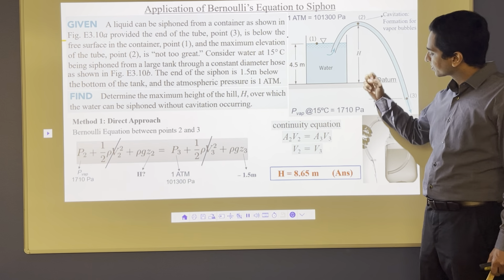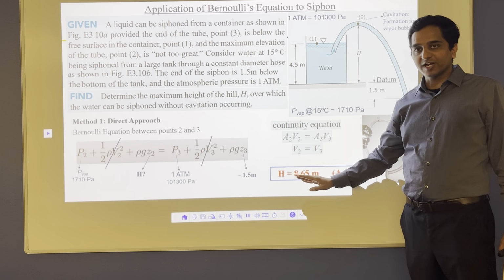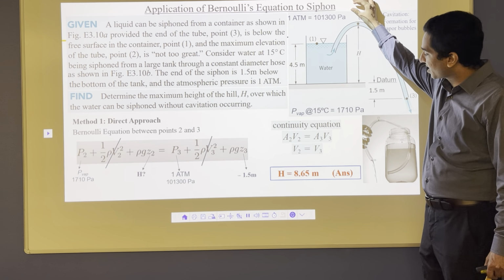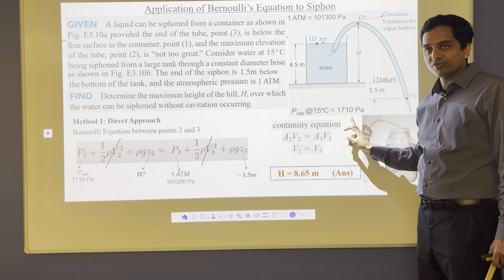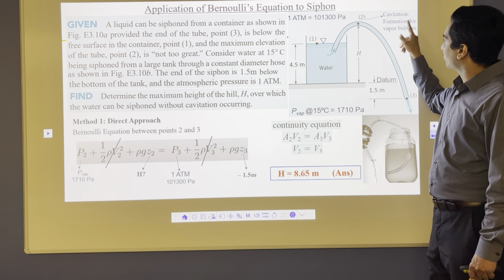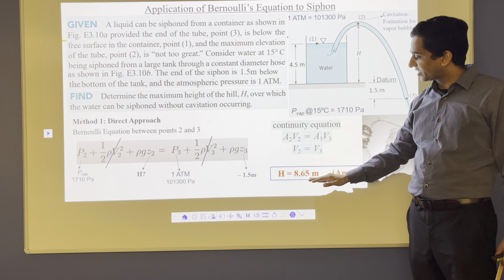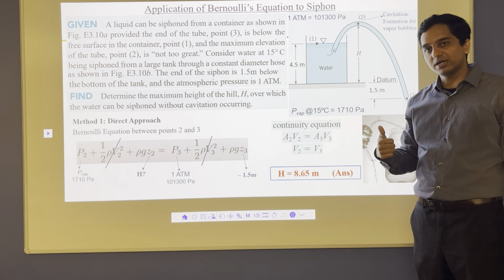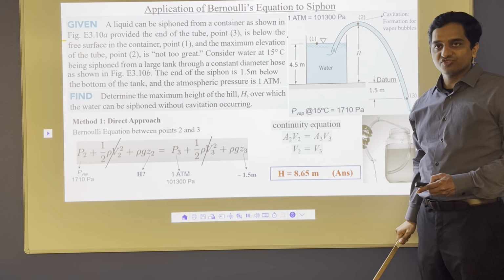What does it mean? It means that if I go beyond 8.65, 8.7, 8.8, 9 meters, if I take this tube higher and higher, the pressure will go below 1710, it will go 1600, 1500, 1400, and as soon as it goes below 1700, the cavitation will form, formation of vapor bubbles. The vapor bubbles will form, the flow will stop. So that's the maximum height. If I stay below this height, 4, 5, 6 meters, you don't have to worry about it, the flow will continue. And that's pretty much we have application of Bernoulli's equation to siphon.